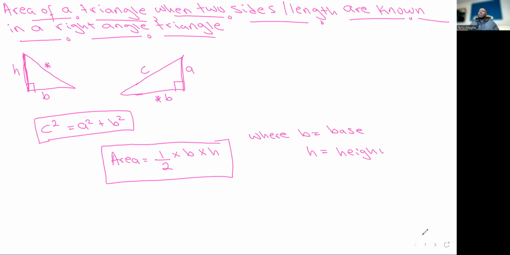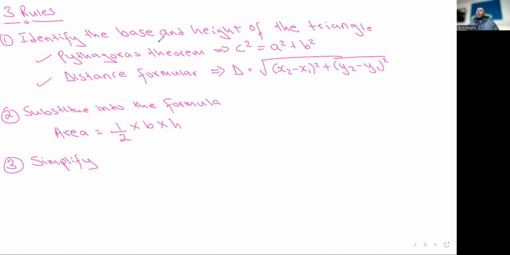Before we start, just to remind you that for the area of a triangle, you need the two major sides, the height and the base, and the height must be perpendicular to the base. Is that okay? And the area is 1/2 times base times height. So the first thing is to identify the base and the height. You can either use the Pythagoras theorem or the distance formula. After that, you substitute into the formula, 1/2 times base times height, and then you simplify.